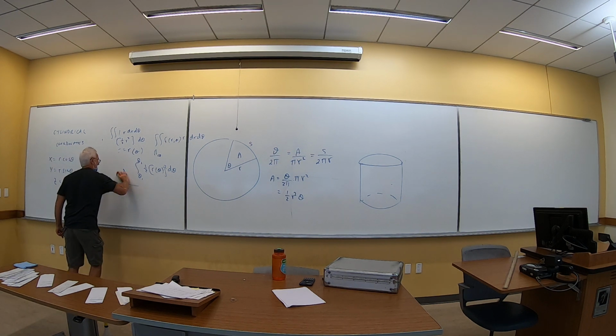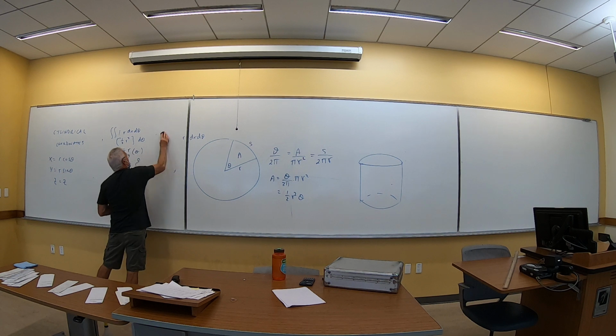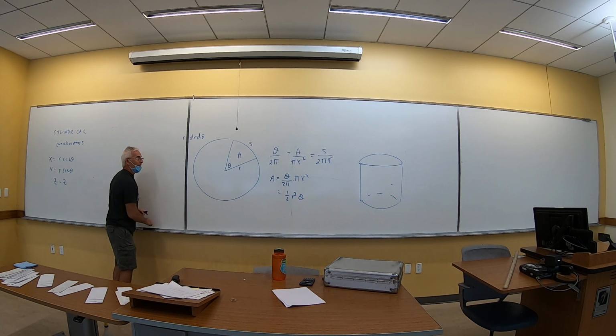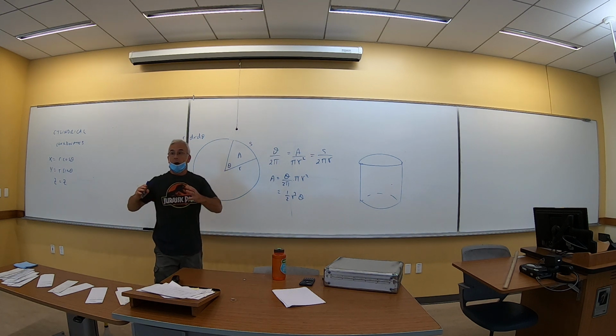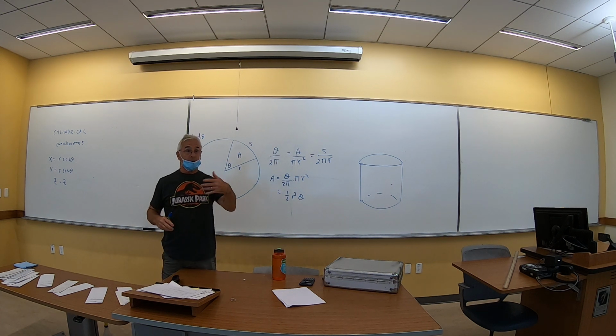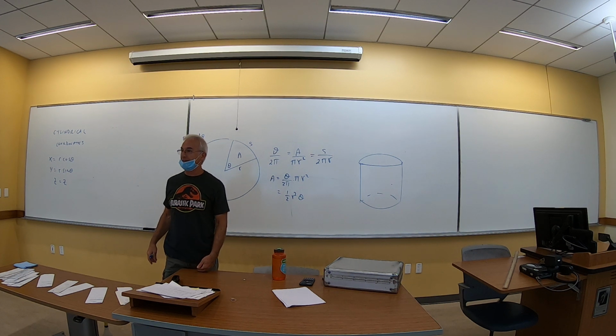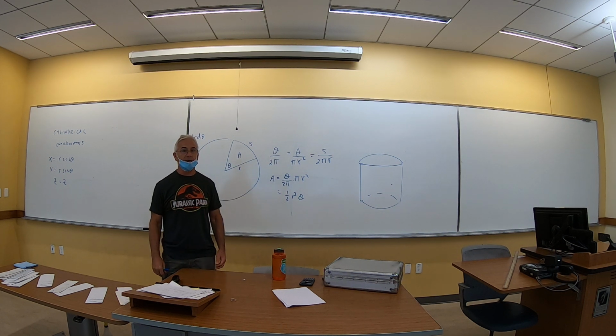So the key is, how do I change the integration? Well, the nice thing is, it's going to be a dz dr d theta, but I still throw in the extra r. That still goes in there because I need that for the xy plane part.